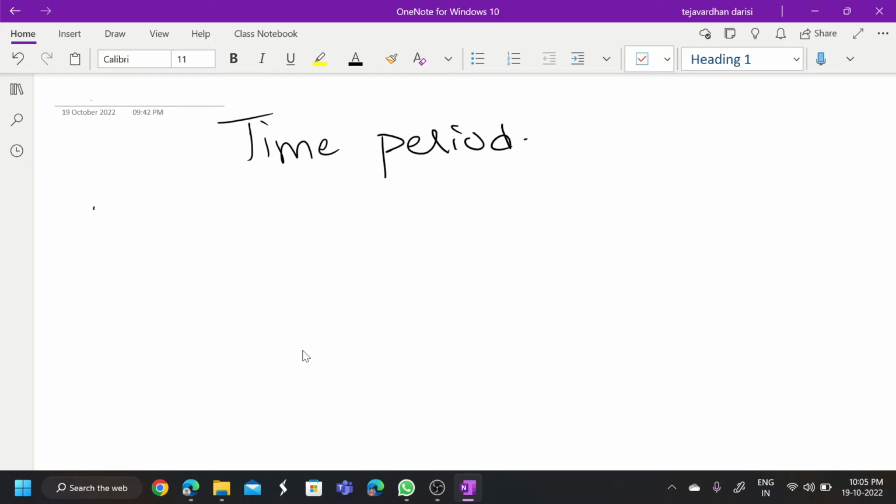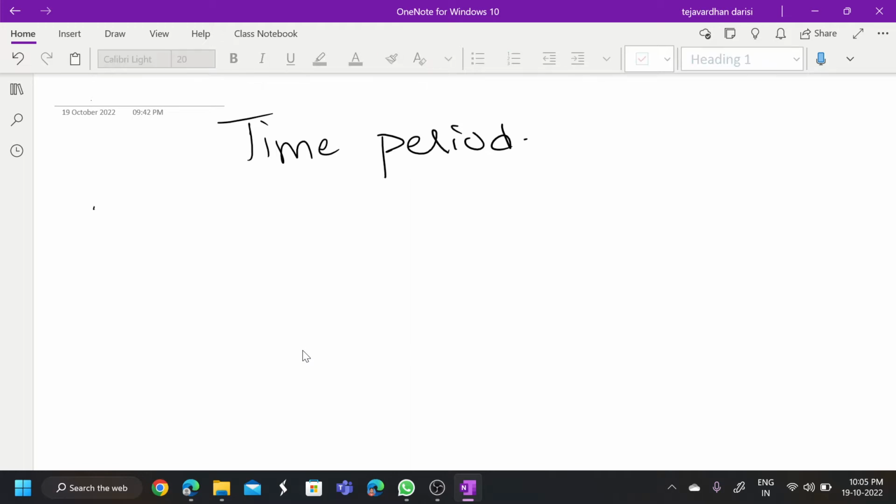Today we will discuss the time period of a satellite, that is, we will derive the expression for the time period of a satellite. In the previous lecture, we saw what forces act on the satellite and what the laws are. Finally, we derived the equation for Kepler's third law. Like that, here we'll see the time period of the satellite.